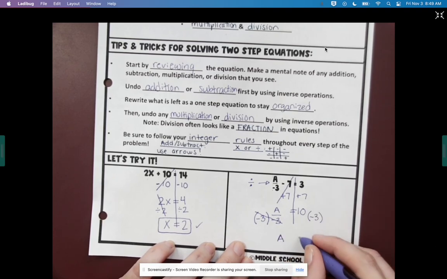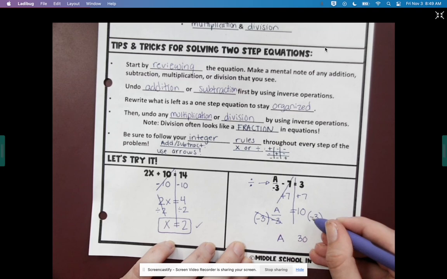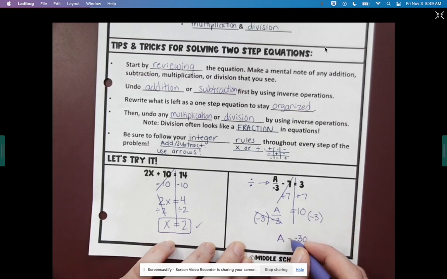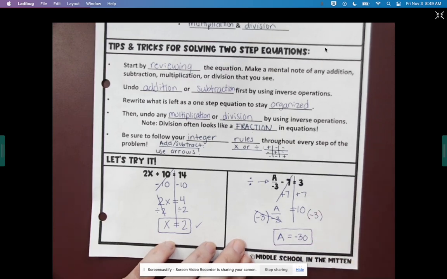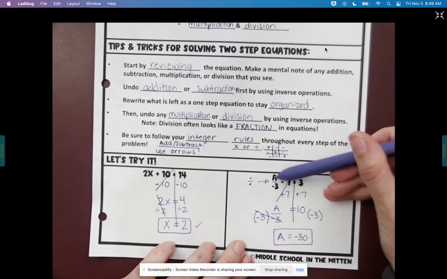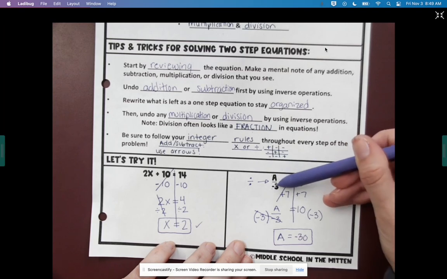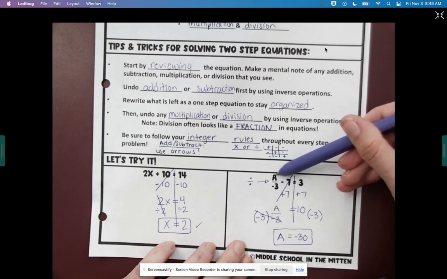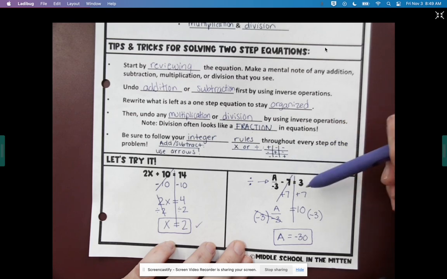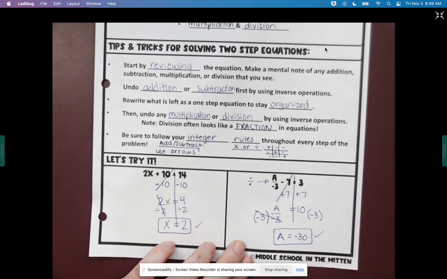10 times 3 is 30. A positive times a negative is negative. So a equals -30. If I wanted to plug it back in and check, -30 divided by -3, 30 divided by 3 is 10. A negative divided by a negative is a positive. So this would be 10 minus 7 is 3. It checks out. We're good.